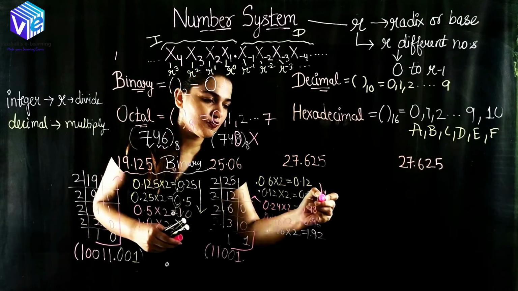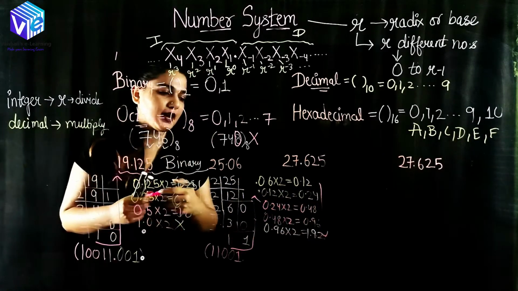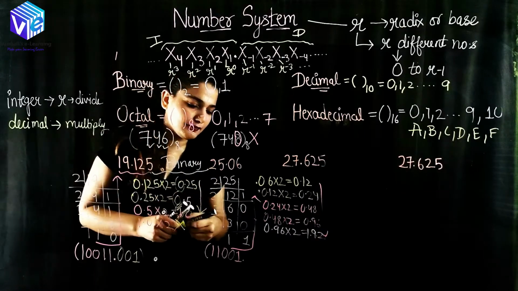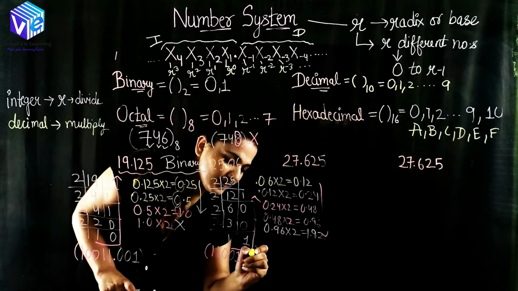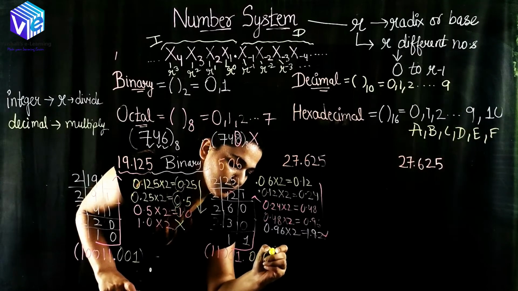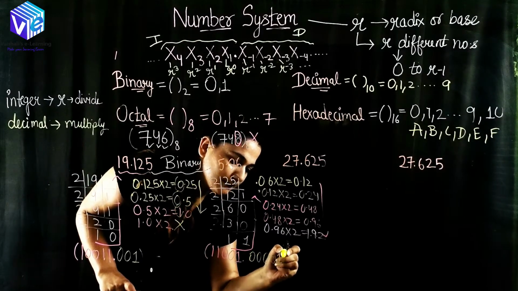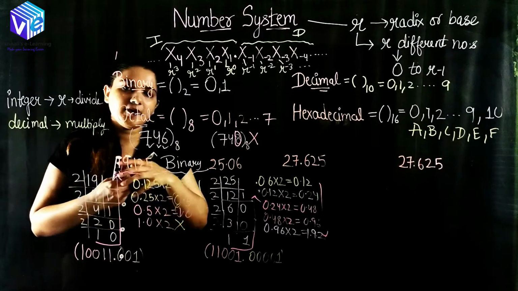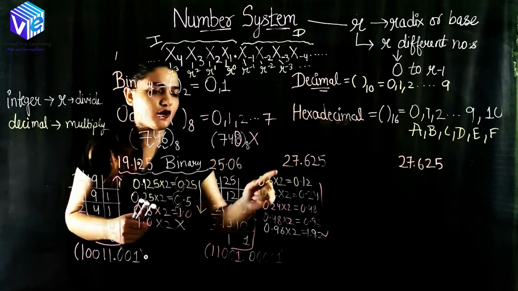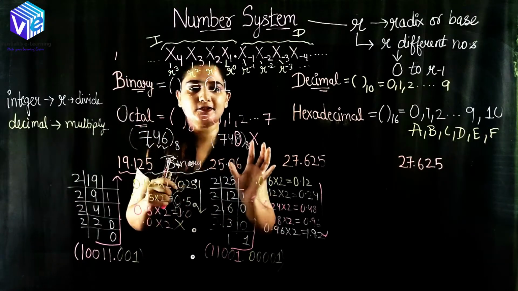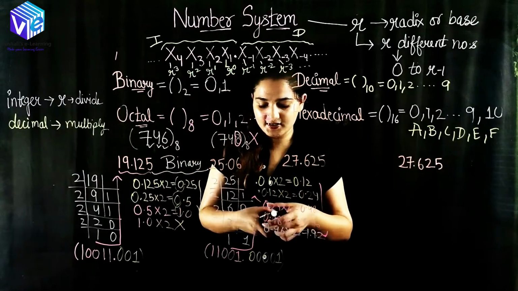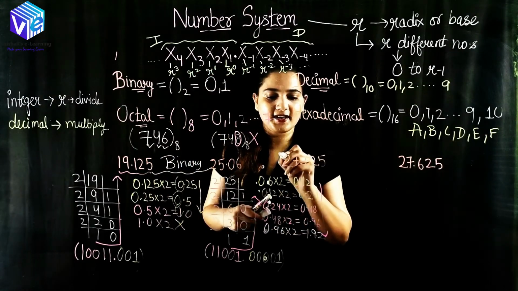Now I have to move from upward to the downward direction, and what number I'll be having? So I'll be having 0 0 0 0 1. So this is the binary representation of my 25.06 decimal number. So this is my next number. So here I'll be taking it.